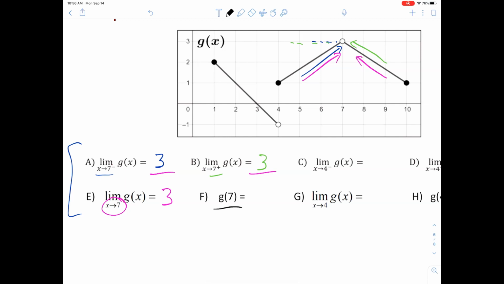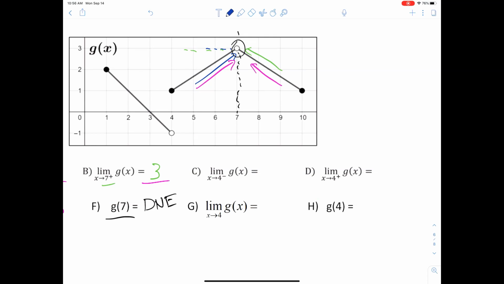In this final question right here, we're asked what is the function's value, g, at an x value of 7. So we go to an x value of 7 and we trace up until we find something solid. So either a filled in circle or a line or a bar or a curve or something like that. But you'll notice there is no such thing there. It's an open circle. So we say that this function value does not exist.